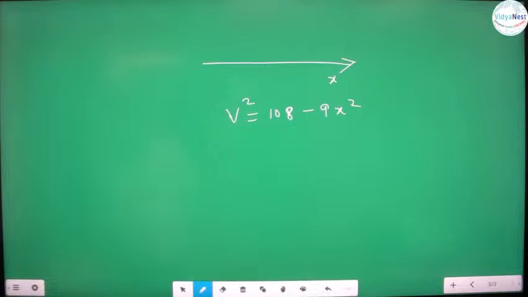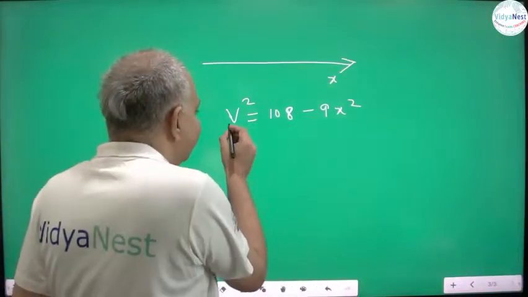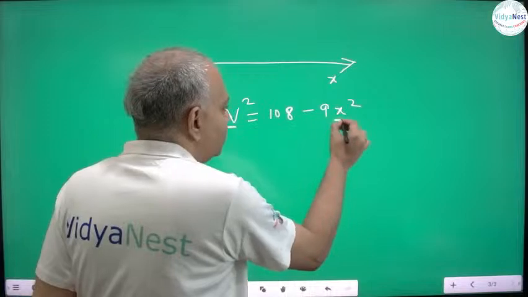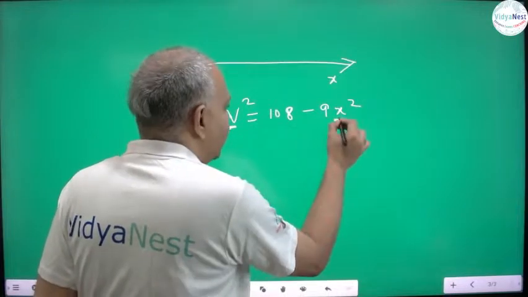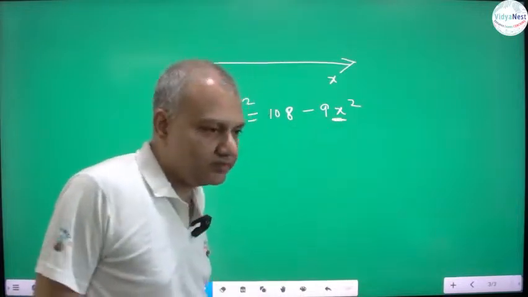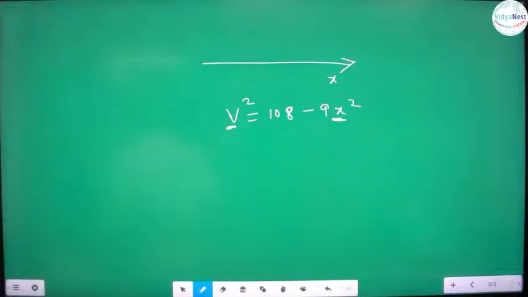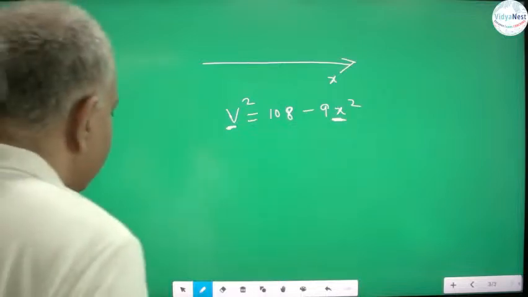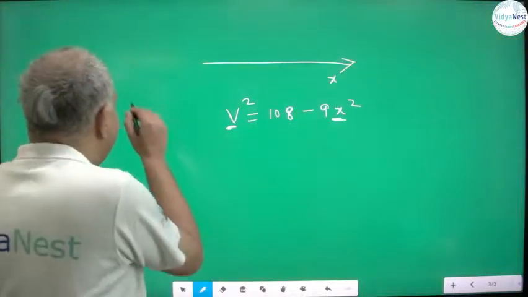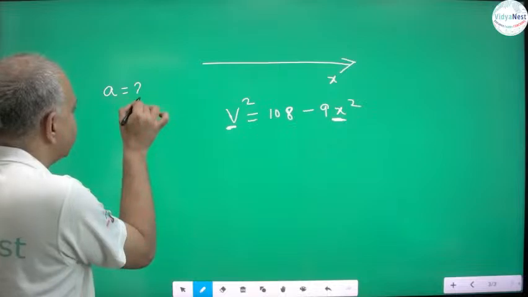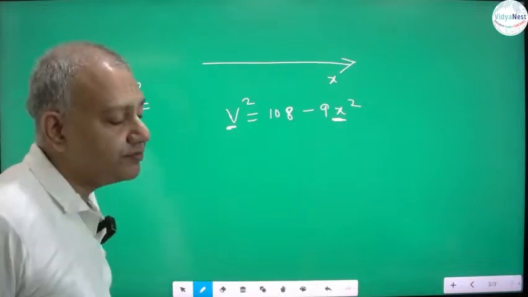And x is the displacement. So v is the velocity, and x is the displacement in this situation. Now we require the expression of the acceleration in terms of displacement x.